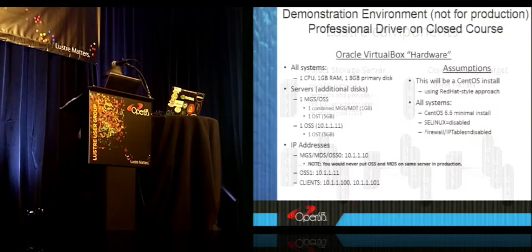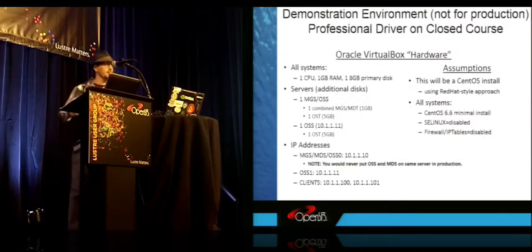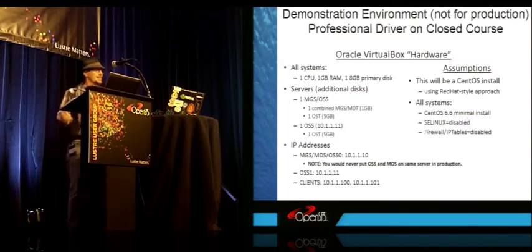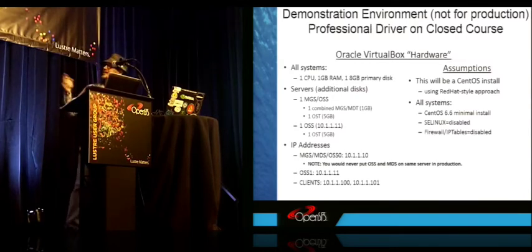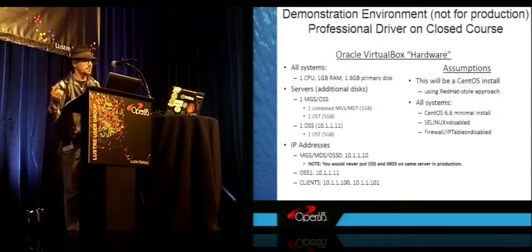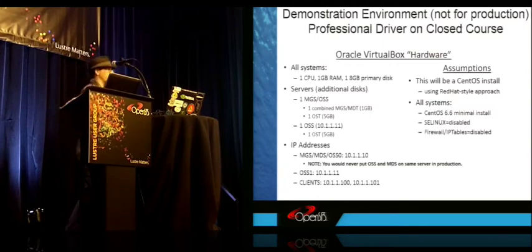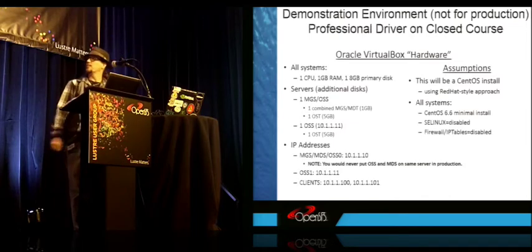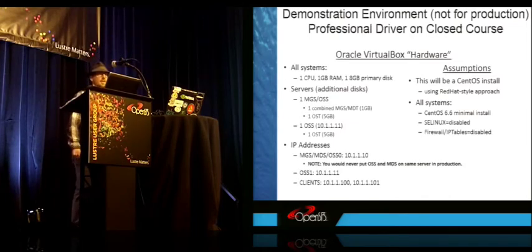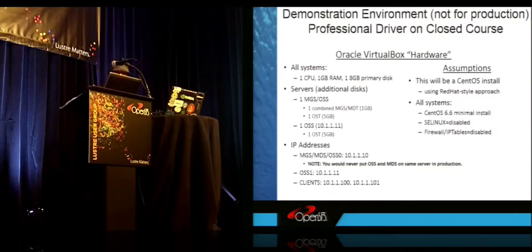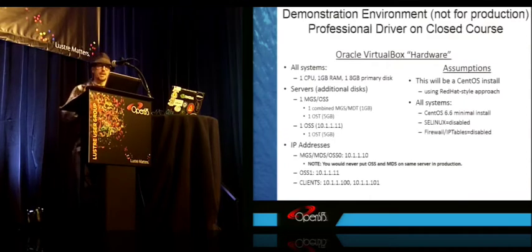Okay, so my environment, again, not for production. This is not a production environment. Do not go home and make VMs and have people start using them. I'm using Oracle VirtualBox. I'm just setting up very, very basic virtual systems, 1 CPU, 1 gig of RAM, and I actually bumped it down to a 5 gig primary disk just to save a little bit of space, because I'm doing a basic minimal install of CentOS 6.6. So that's our basic system.